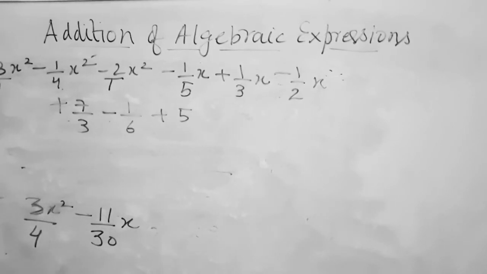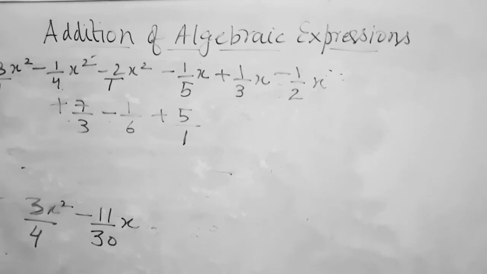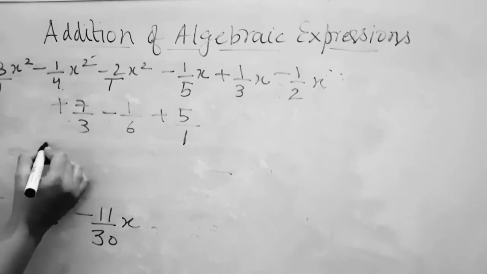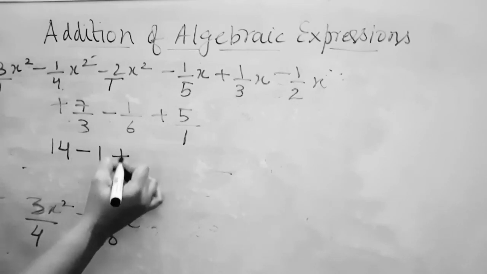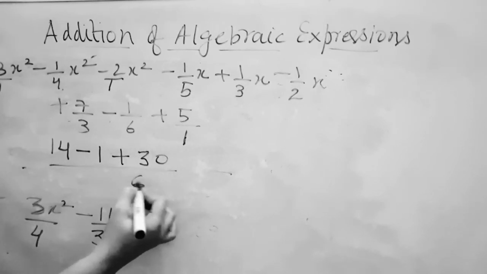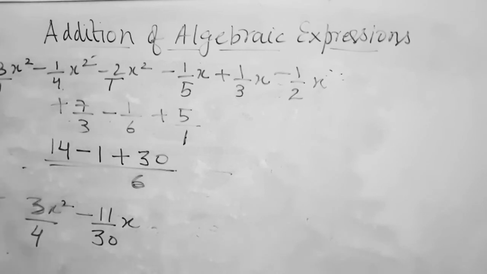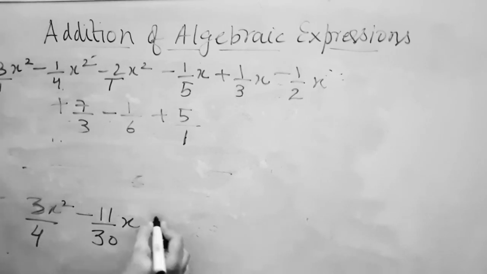Now coming to the constant part. It is not having any denominator, make it 1. What is the LCM of 3 and 6? The LCM of 3 and 6 is 6. Now to make it 6, 3 has to be multiplied by 2. तो आप 7 को जब 2 से multiply करेंगे, it will be 14 minus 1, and 5 has to be multiplied by 6 because 1 has to be multiplied by 6. So 30 upon 6. Now 14 minus 1 is 13, and 13 plus 30 is 43. So the final answer here will be 43 upon 6 plus 43 upon 6.